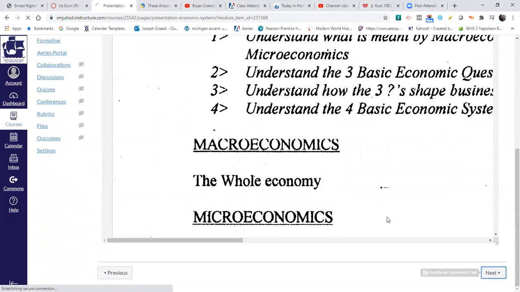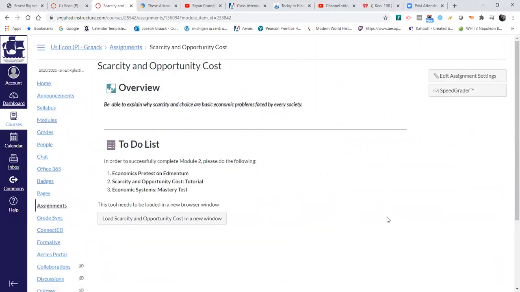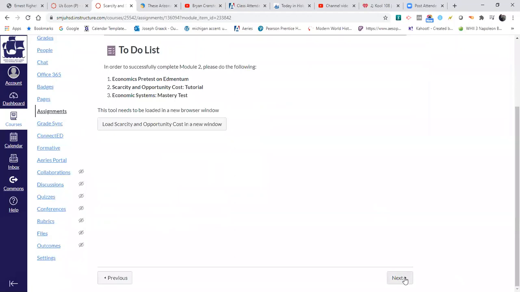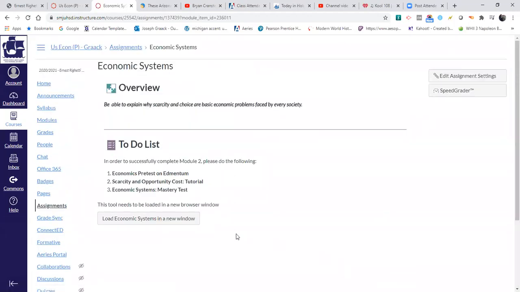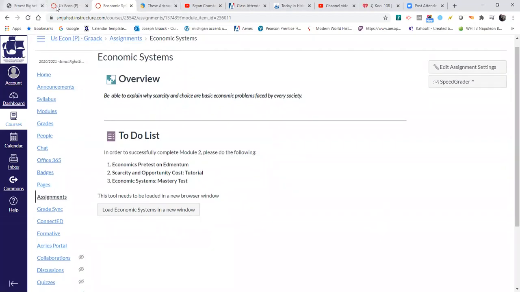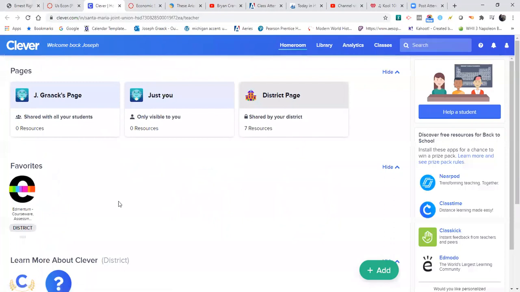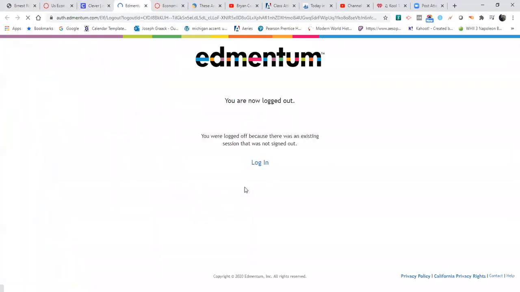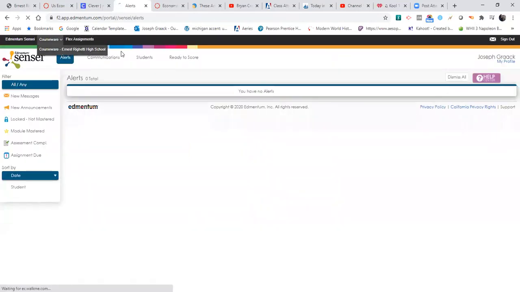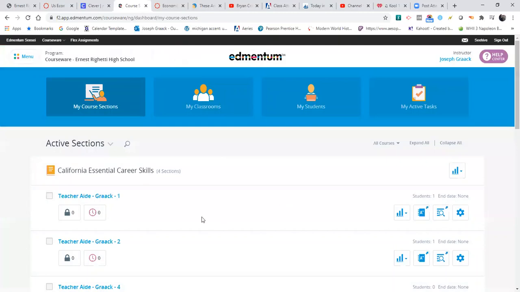So when you go through week 2, there are going to be 2 things you're going to do: scarcity and opportunity cost, as well as a preview of economic systems. And so to complete those, you're going to need to go to Edmentum, and you're going to complete those 2 categories in Unit 1.